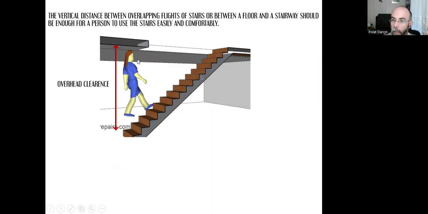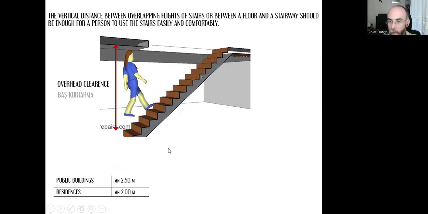Here we see there is a gap, but it's not enough. We should have the gap right over the stairs. The upper floor should not block some portion of the stairs, some steps of the stairs. The whole area over the stairs should be open. In Turkish, that's called başkurtarma. For public buildings, there is this limit. It needs to be minimum 2 meters and 50 centimeters. For residences, it can be minimum 2 meters.